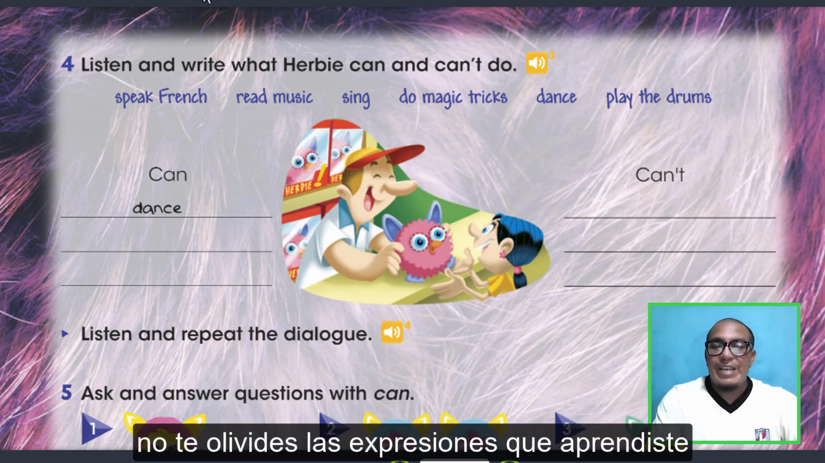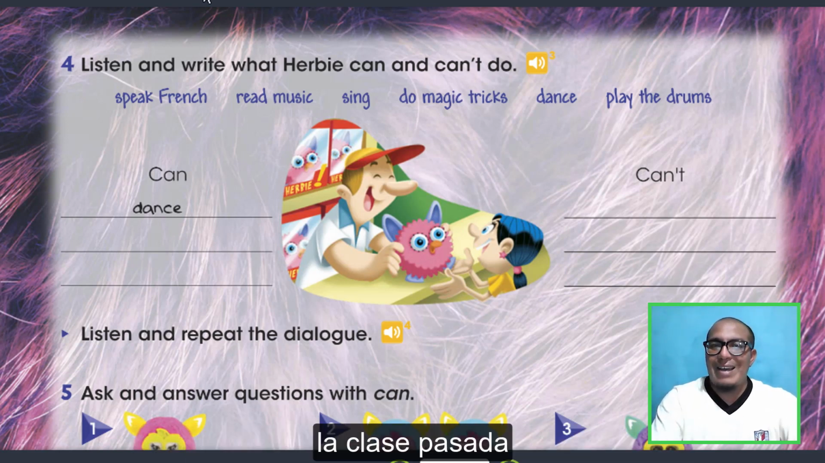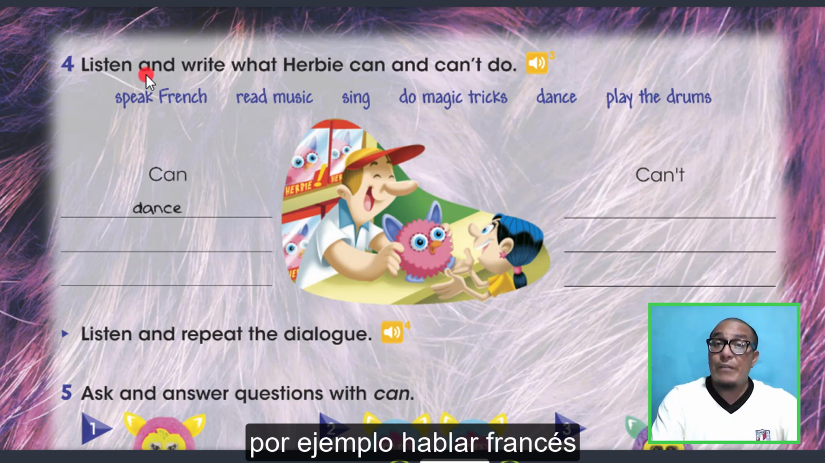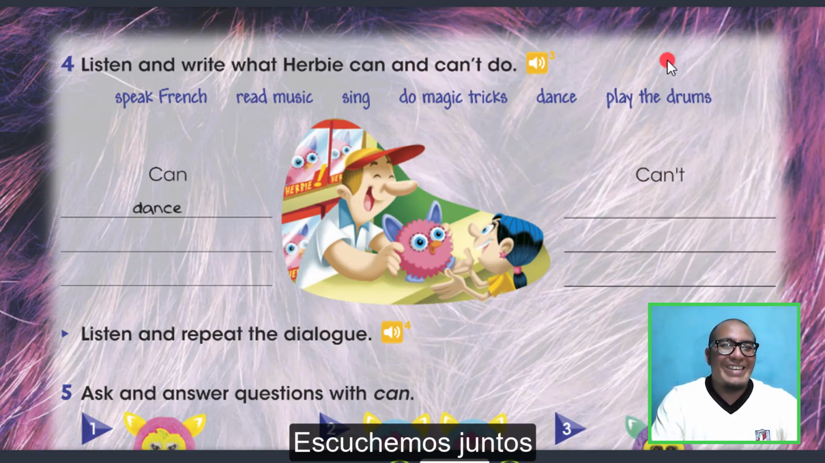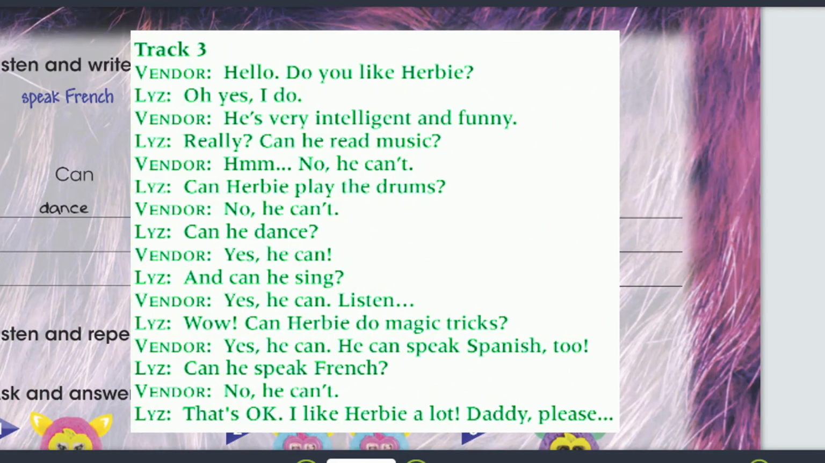Don't forget the expressions that you learned in the last class. For example, speak French, read music, sing, do magic tricks, dance, and play the drums. Okay, let's listen together. Track 3.